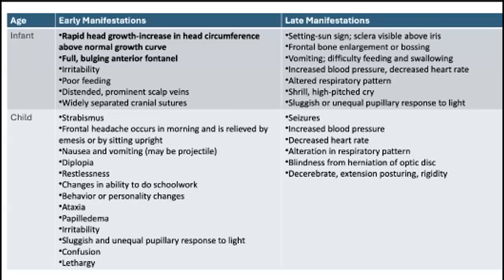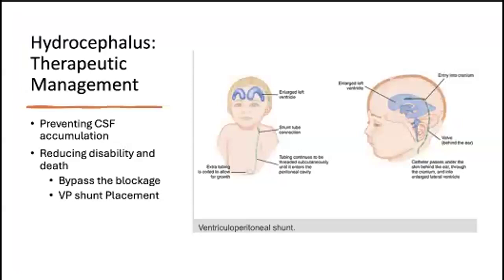Late signs in kids are going to be seizures, changes in vital signs like high blood pressure, low heart rate, and irregular respirations, development of blindness, or decerebrate posturing and rigidity. At that point, when you're having those irregular respirations, blindness, and posturing, you're getting so much pressure that we're starting to push on our brainstem. So what do we do for these kiddos?